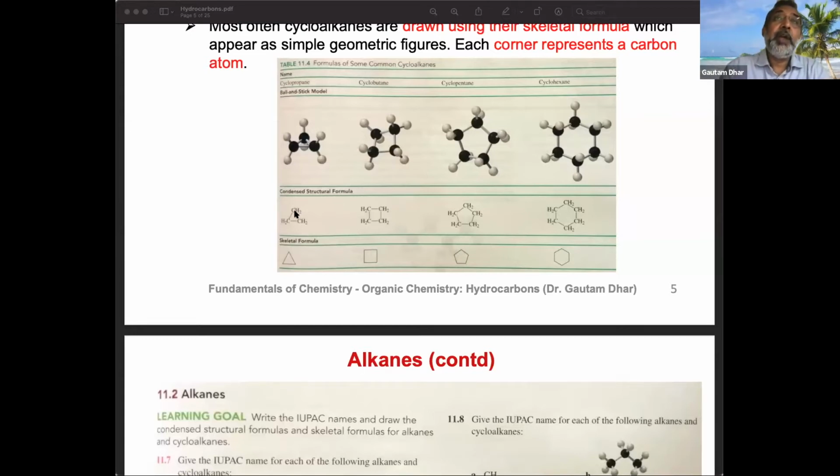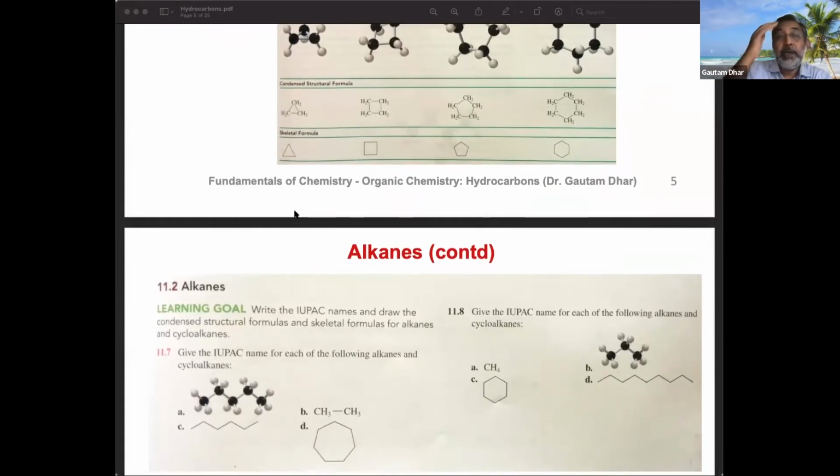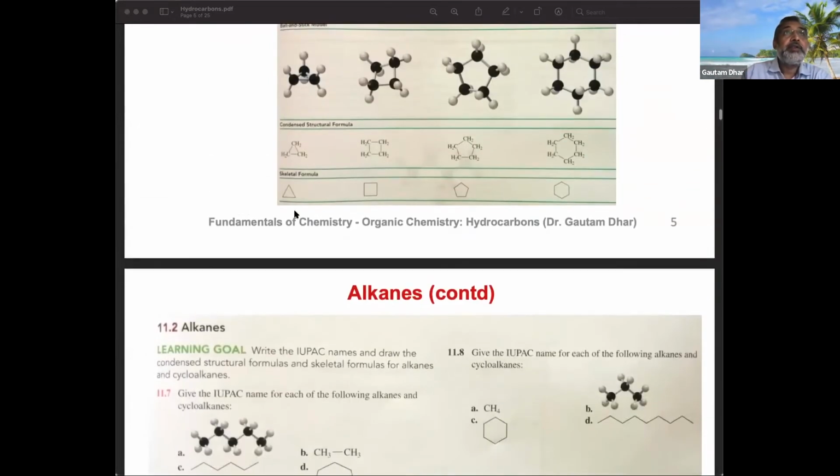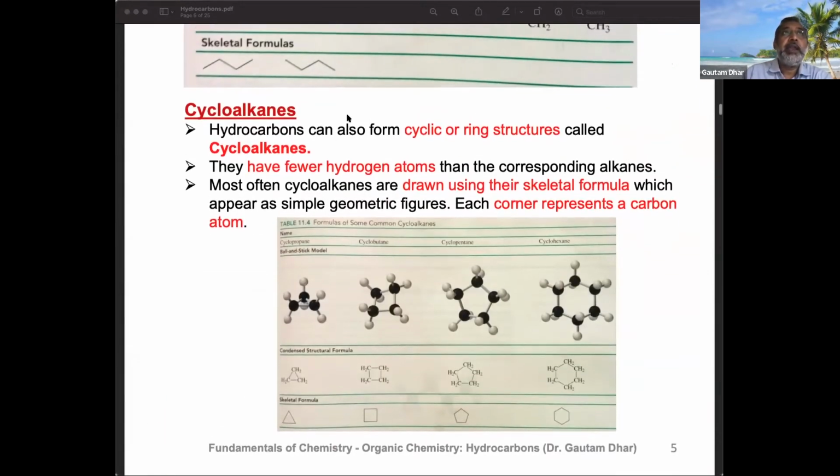So if you look at the ribose ring in the DNA, it is a five-member ring. Okay, glucose is a six-member ring. Abundant molecules. That means that is preferred. Five-member and six-member are preferred structures. Okay, and we'll learn more about carbohydrates and glucose later. So cycloalkanes are basically alkanes that are cyclic.